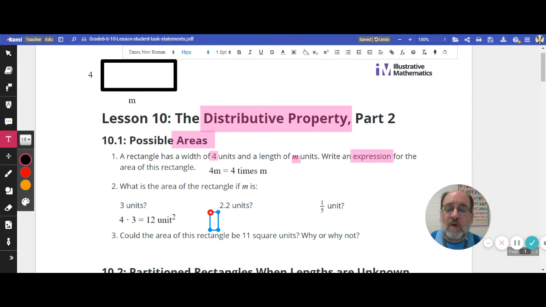Okay, what about 2.2 units? So I would need 4 times 2.2, and that is 8.8. And I'll write it out this time, square units.